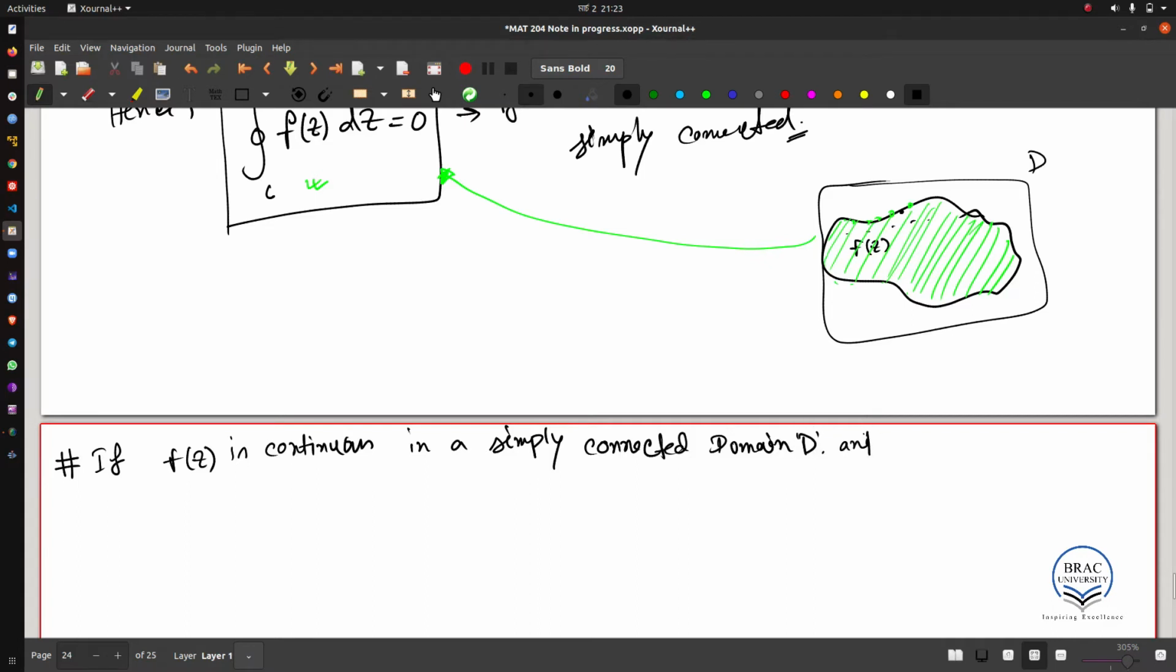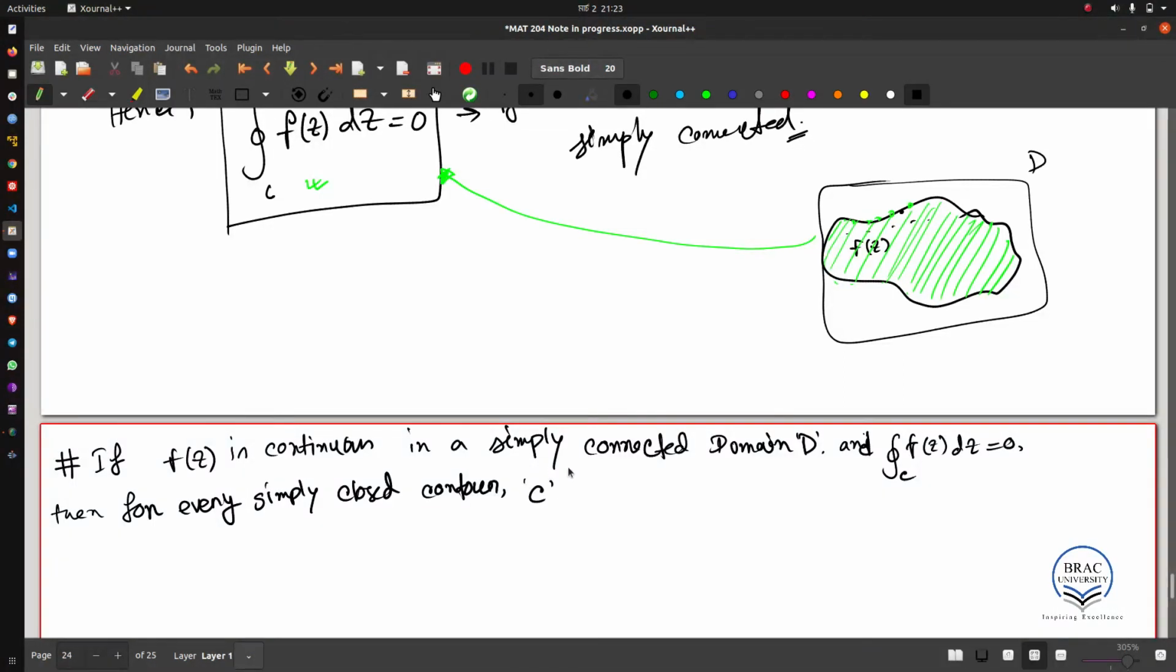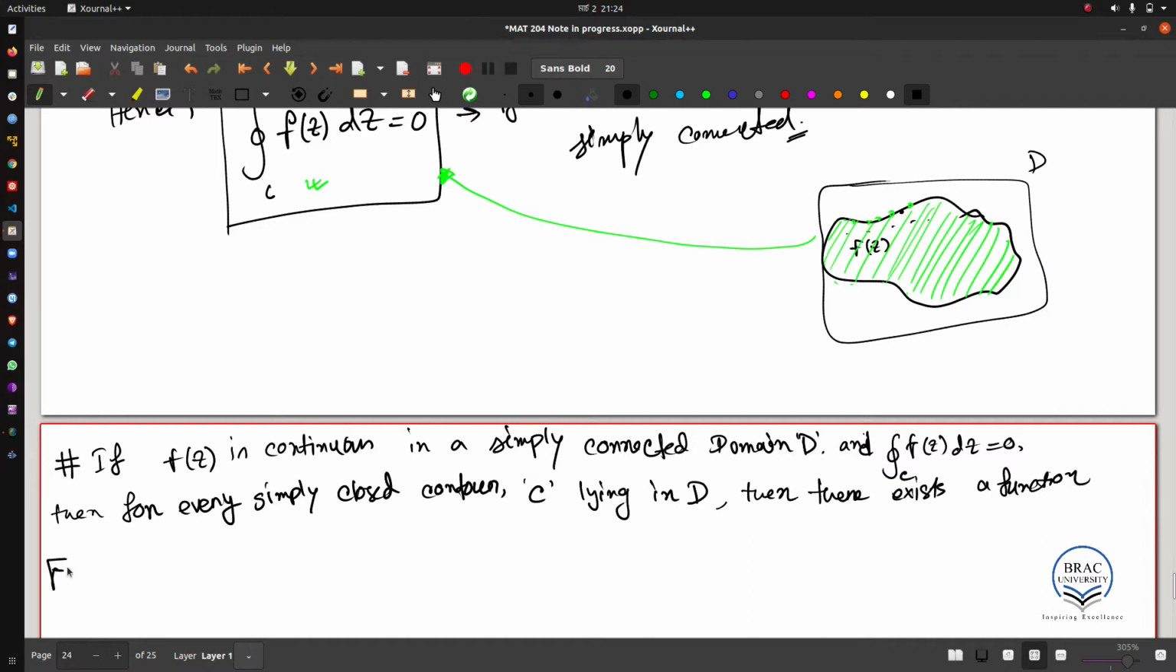and if Cauchy's theorem is satisfied, that means f of z, our closed contour integral, is 0, then for every simply closed contour, let's call them C, lying in D, there exists a function, let's call that capital F of z, which is analytic in D such that f prime of z, that means derivative of capital F with respect to z, is equal to small f of z. What do we mean by this theorem?